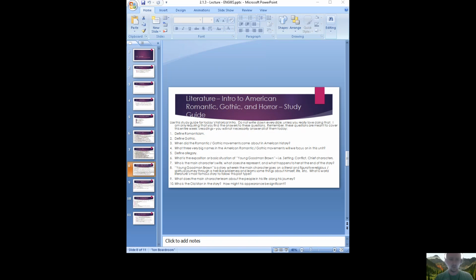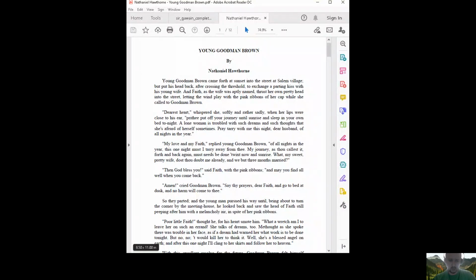Other things to pay attention to: what does the main character learn about the people in his life? Because he meets various people from his life along the way, much like what happens in the Divine Comedy. And you want to try to think about who is the old man of the story, because he's very suspicious and creepy, but there's a reason for that. And how his appearance might be significant. So things to keep in mind. I'm going to go ahead and switch what I'm presenting to the book itself, and we're going to go through that together.